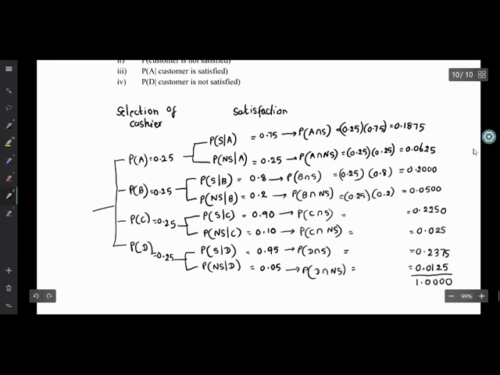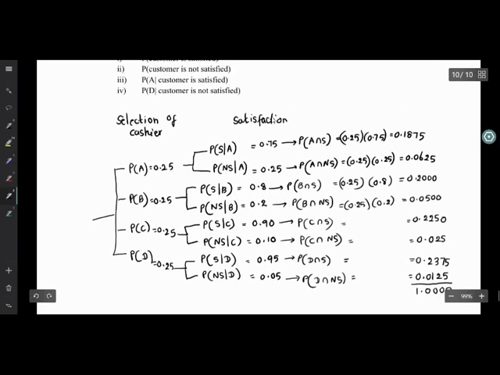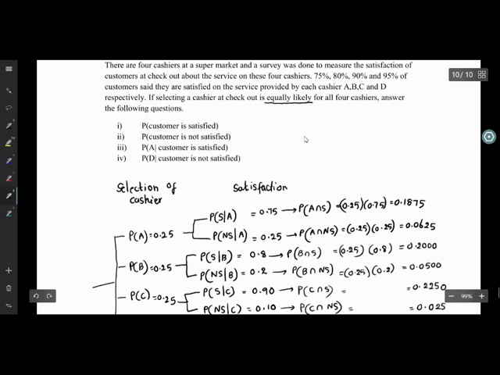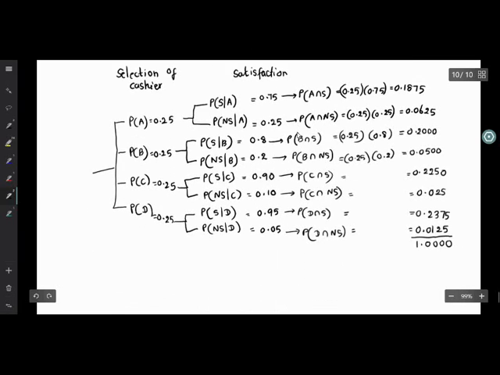When you have a tree diagram with all these probabilities, it is very easy to answer questions like this. The first one is the probability that the customer is satisfied. That means you have to find probability S. If you go over these intersections, you see the probabilities where you have S in 4 places. That will be satisfied from A, satisfied from B, from C, and from D. So you have to add all these 4 probabilities.